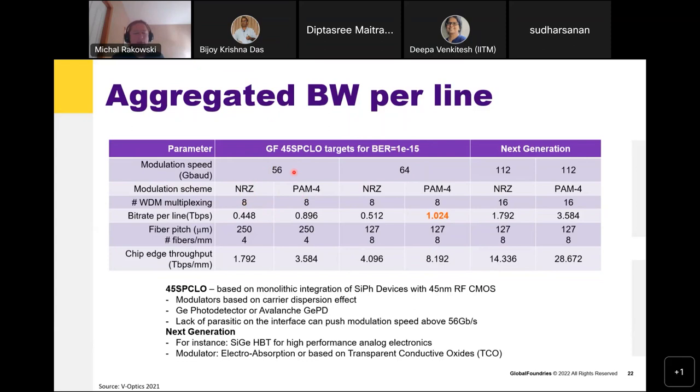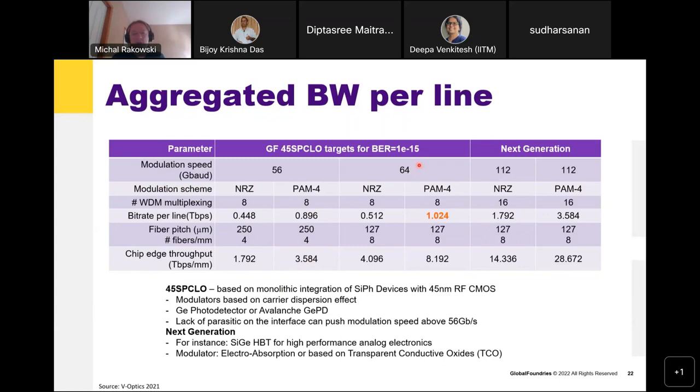And depending on the type of modulation scheme, NRZ or PAM4, in this case we actually enabled 8 channel WDM, and we can achieve a number of bits per line close to terabit per second: half a terabit per second if you go NRZ, or about 0.9 terabit per second if you go with PAM4 communication. Currently we enable 200 micrometer pitch for the fiber arrays, and if we use four fibers per millimeter, the total edge throughput would be close to 2 or 3.5 terabits per second per millimeter. But in the technology, we can actually push faster.